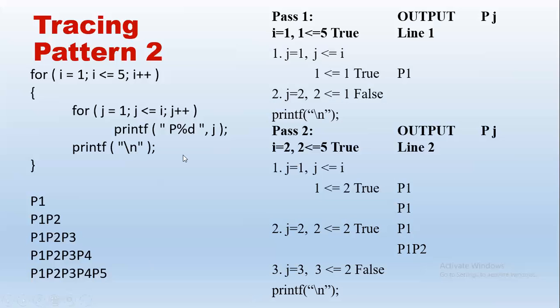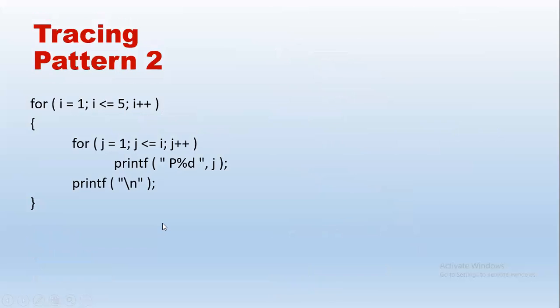When we see next what happens to J, it is J plus plus. 2 plus 1, J becomes 3. 3 less than or equal to I, I is 2. Condition is false. So the J loop completes here, and then we have a new line. So we have printed the first 2 lines of the pattern. Now the cursor is in the third line. In pass 2, we printed the second line, and in pass 3, we will print the next line on the new line.